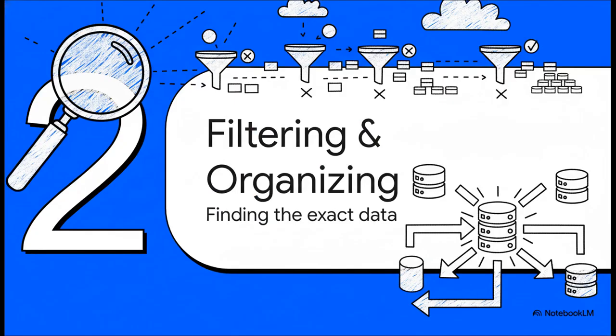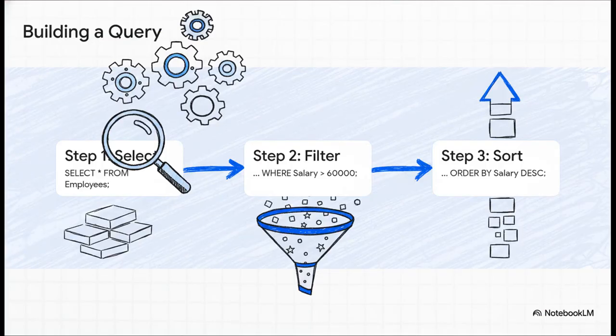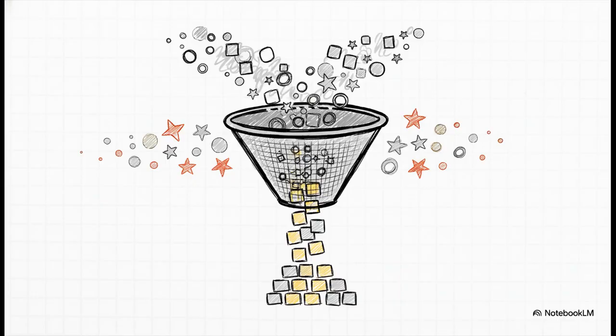So we know how to ask for data, but let's be real. How do we find the exact data we're looking for? Well, that's where filtering and organizing come into play. A really powerful query is built in layers, kind of like a recipe. First, we select our data. Then, we add a WHERE clause to filter for exactly what we want, say employees who make more than 60 grand. And finally, we can use ORDER BY to sort the results, maybe from the highest salary down to the lowest. Seriously, think of the WHERE clause as your most important tool for precision.